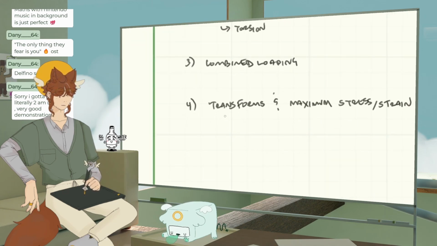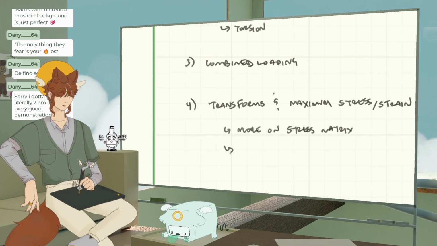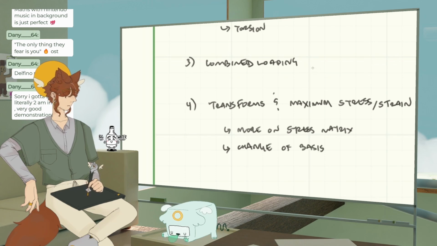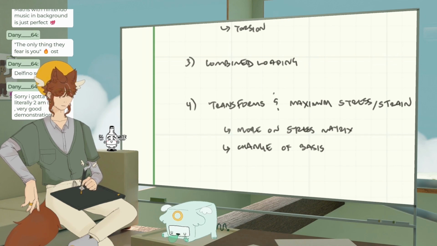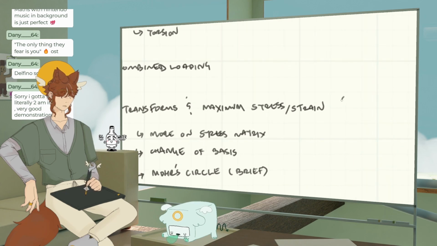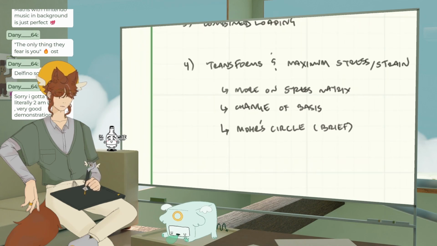And then, yeah, more on stress matrix, I guess. And then change of basis. I don't know, I wish it wouldn't be a whole episode, but it could be a small episode. Change of basis. And then, yeah, a Mohr's circle. Brief, because you're never going to use it. You're going to do matrices. With matrices. And then, yeah, that's pretty much all of that.